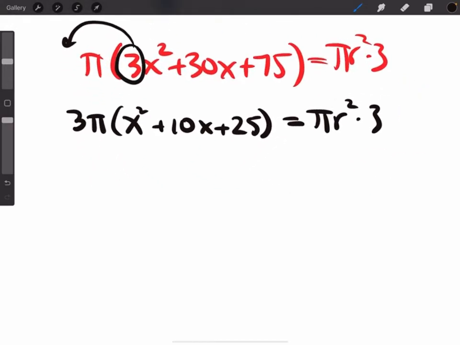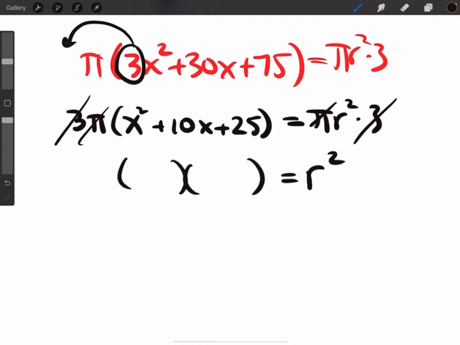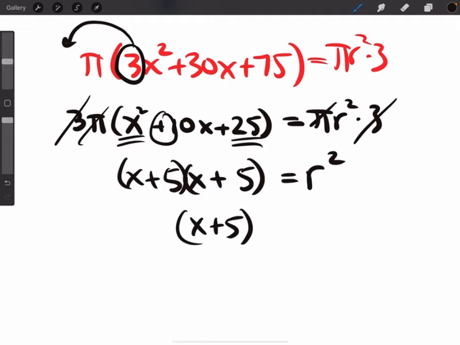And then, once again, we're canceling common factors between the left and the right. 3 and 3 is gone. Pi and pi is gone. Now you have r squared equal to this. In which case, you can factor this one. Okay. What makes x squared? X times x. What makes 25? 5 times 5. Middle term is positive. And we have 2 copies of x plus 5.